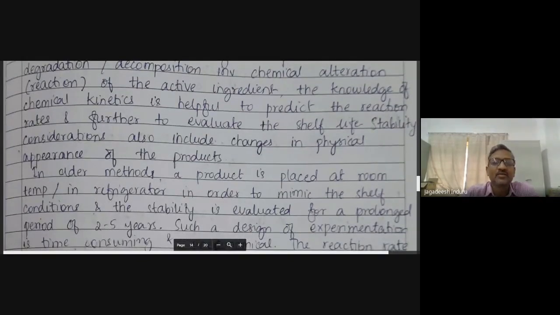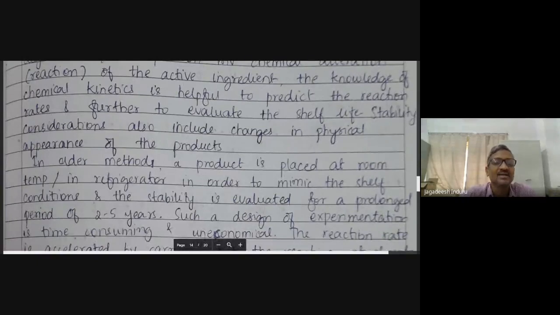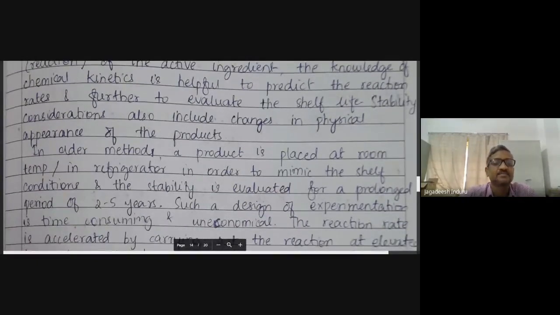Most of the time we consider not only chemical stability and drug content estimation, we also consider the appearance of the product, whether it is changing in its state, whether there is any change in color, whether there is any liberation of a specific odor. So these we also take into account when we are doing the accelerated stability studies.